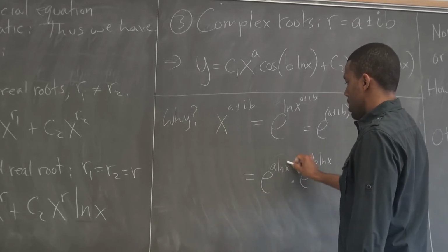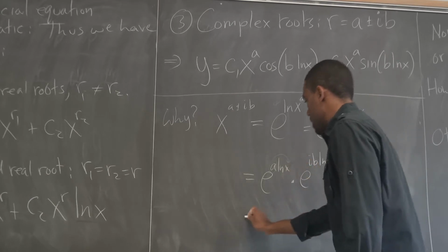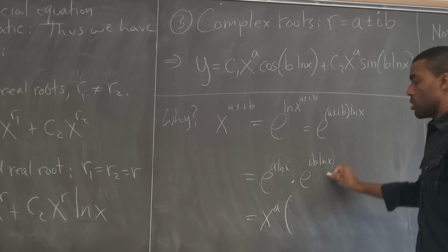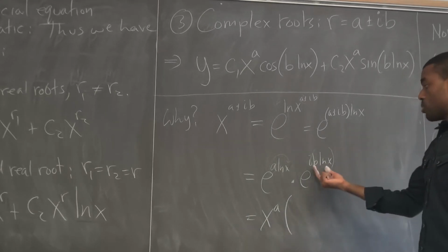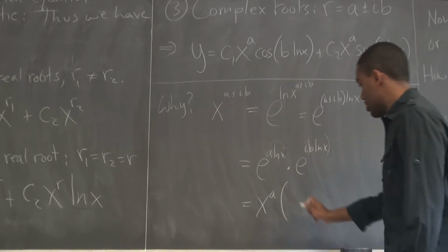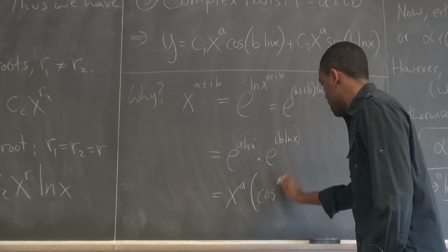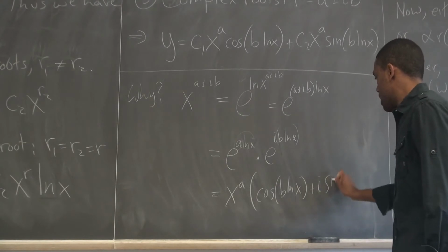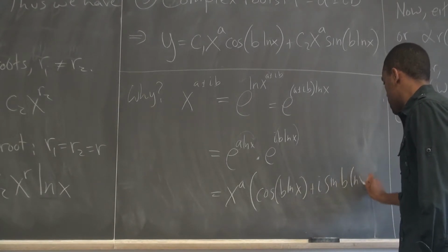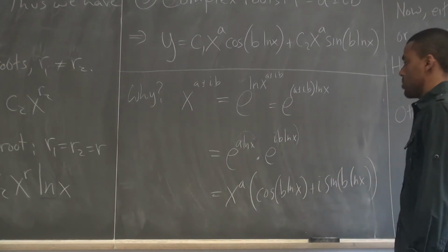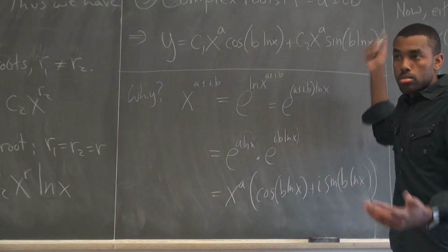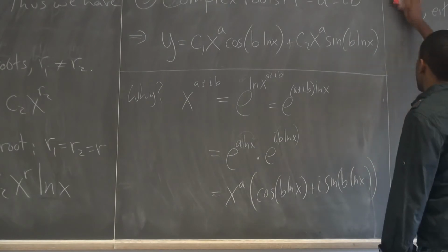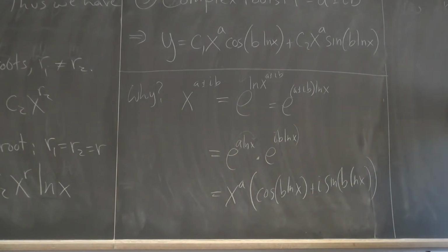This guy can move the a up, so this is just x to the a. This guy, however, Euler's formula applies with b ln x being the angle. So you get cosine of b ln x plus i times sine of b ln x. And then you put in your arbitrary constants. So that's sort of why it would look like that. But those are the three possibilities.